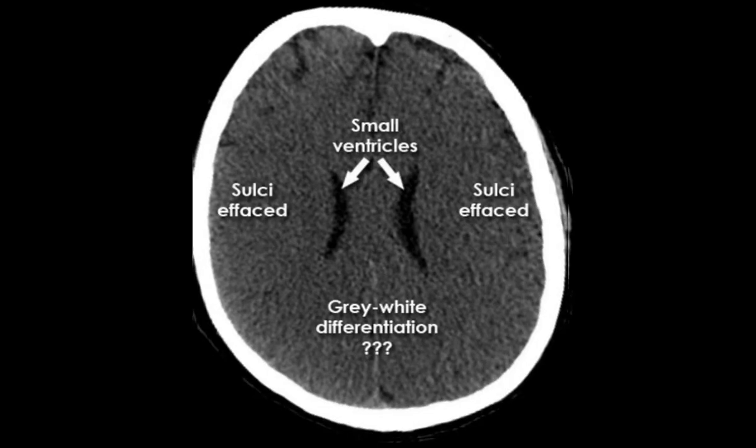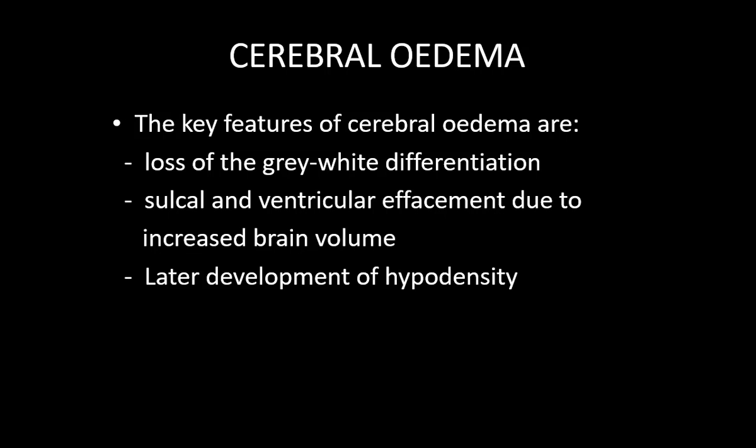Here you can see that as the edema increases, the size of the ventricles becomes small, the sulci are effaced, and there is loss of gray-white differentiation. So the key features are loss of gray-white differentiation, and effacement of sulci and ventricles because of increased brain volume with fluid, and later there is development of hypodensity.